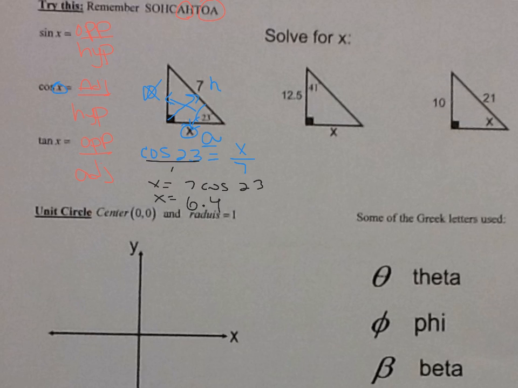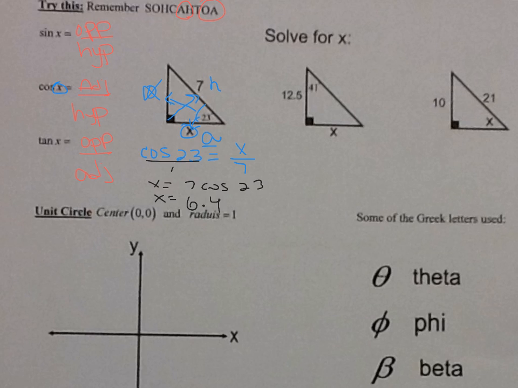I rounded it. If you did not get 6.4, you got something different. Just make sure that your calculator mode is in degrees. So press mode on your calculator if you did not get 6.4, and make sure you're in degrees, not radians. You do not want to be in radians for this. So you want to be in degrees. Okay, and then you could retry and you should get 6.4.